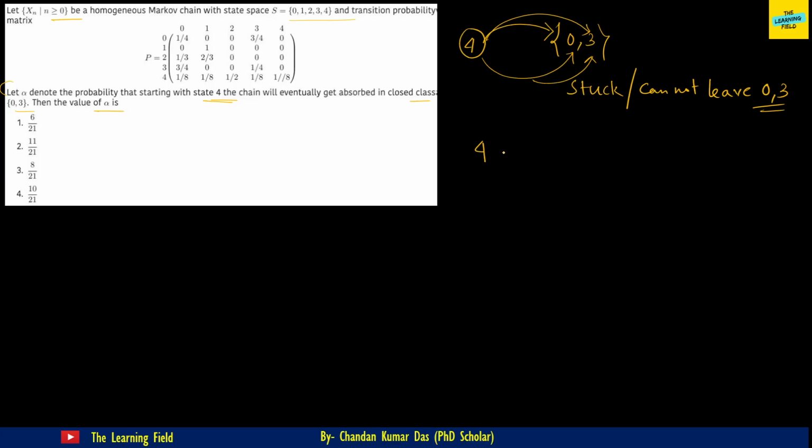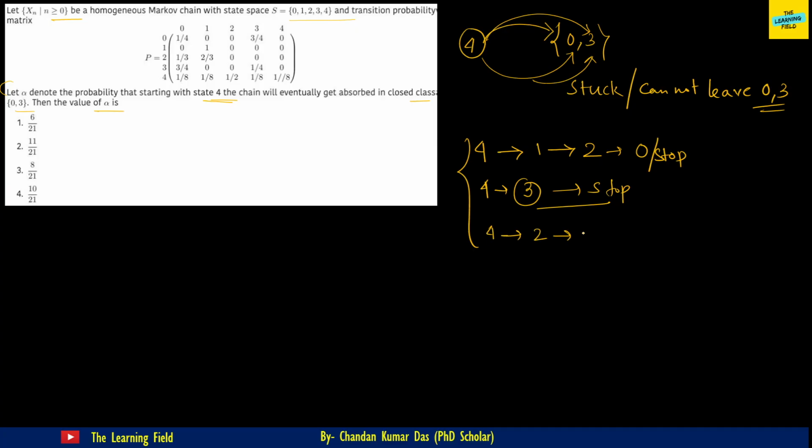From state 4 I can go by the path 4 to 0, or any other route, like 4, 1, 2, and if I can reach 0, then it stops here. Otherwise, suppose 4 then 3, then it stops here. If it arrives at 3, it stops here, and we have to find these types of probabilities and then the total probability. Or suppose 4, then 2, then 1, then we get to 3 and stop here. So we have to calculate this process and find the probability. This is the main thing we have to understand: what we have to find.